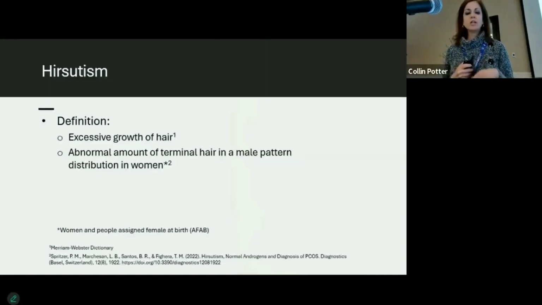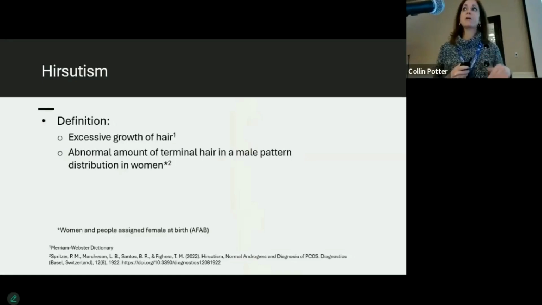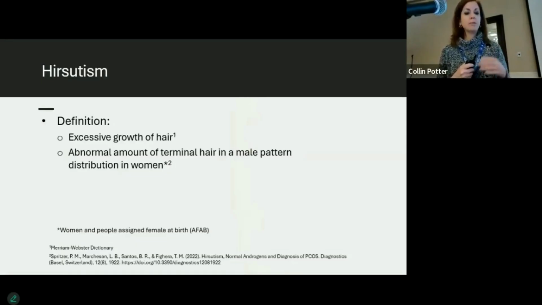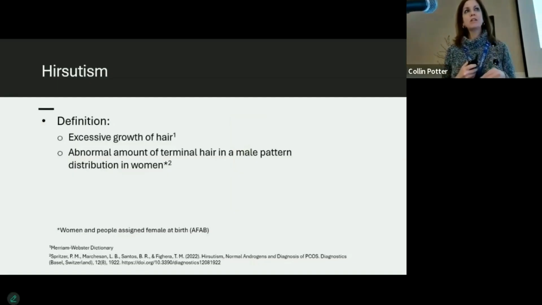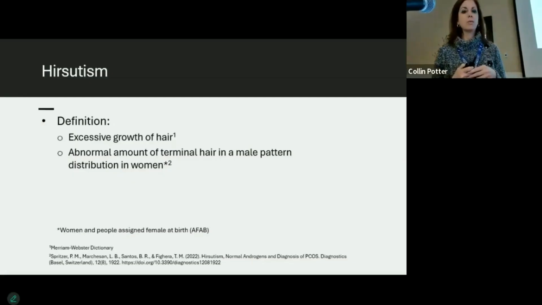The focus of this presentation is going to be on premenopausal women. And when I refer to women in this presentation, I am referring to women and people who are assigned female at birth. So what is the definition? It is excessive hair growth, and specifically, though, it is terminal hair growth in a male pattern distribution in a woman.